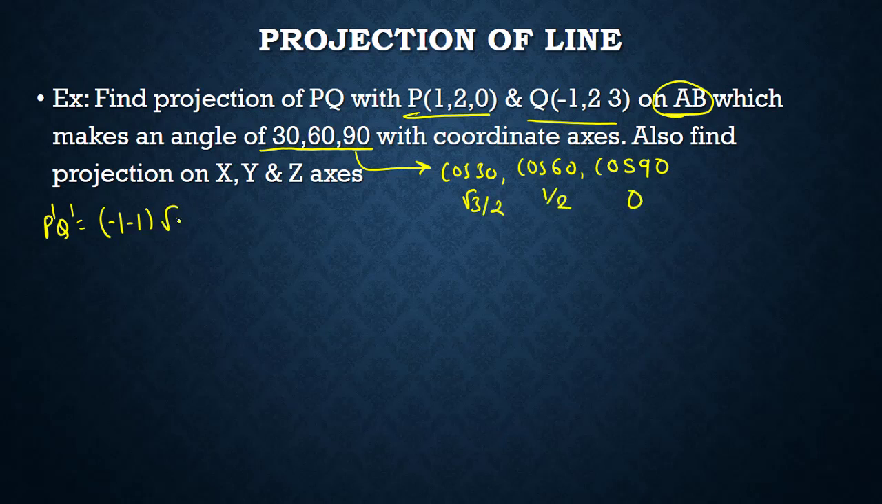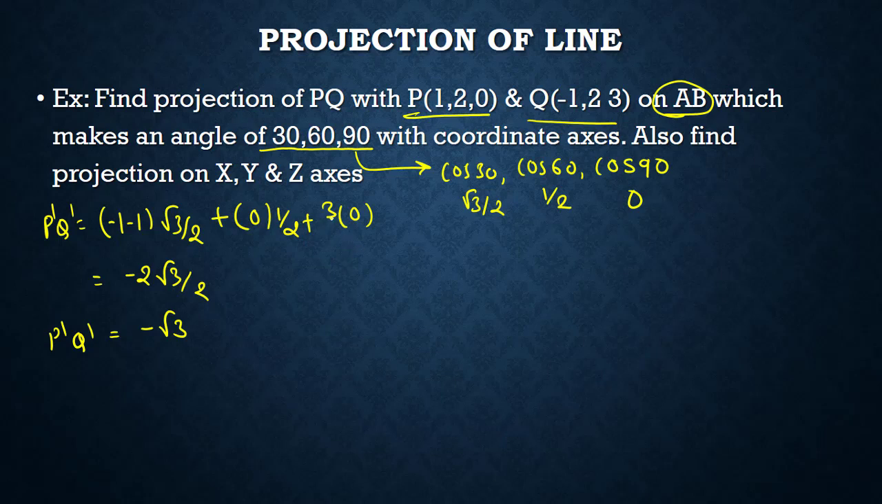So the first one gives root 3 by 2, plus y2 minus y1, which is 2 minus 2, that is 0, into 1 by 2, and the third one is z2 minus z1, that is 3 into cos 90, which is again 0. So the projection is minus 2 root 3 by 2, which is nothing but minus root 3. So P dash Q dash is minus root 3. This is the projection of line segment PQ on AB.